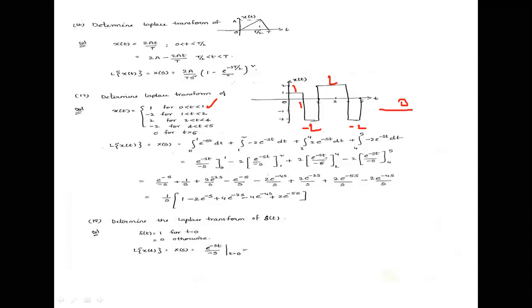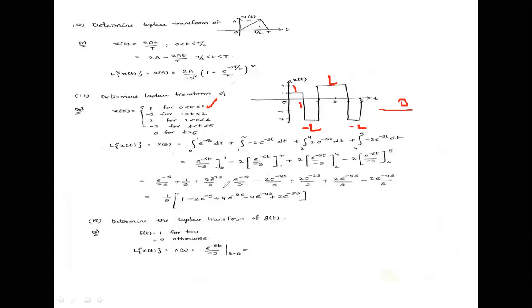And 2 into, here the minus is there, e power minus 4s by s. And the lower limit will get the minus and minus in plus: 2 into e power minus 2s by s. And for this, there are another two terms, minus into minus is a plus: e power minus 5s by s and e power minus 4s by s.